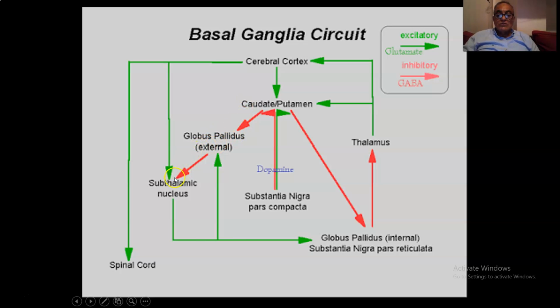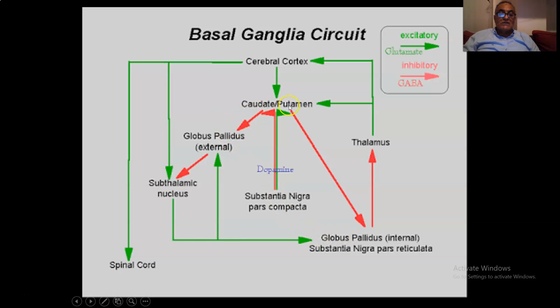It sends it to the subthalamic nucleus and then to the substantia nigra present in the midbrain. So the globus pallidus externus receives from caudate and putamen and sends externally to the subthalamic nucleus, externally outside the circuit, and then to the substantia nigra, and then to the brainstem.